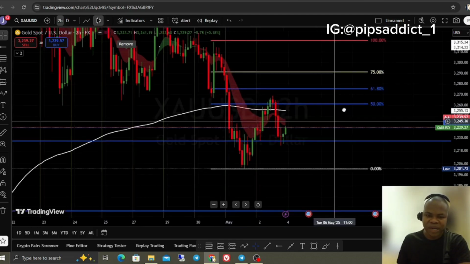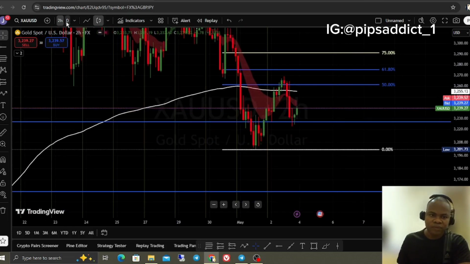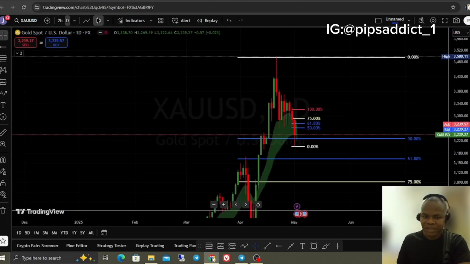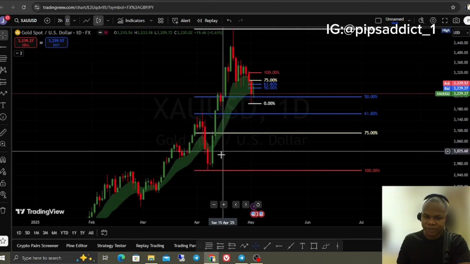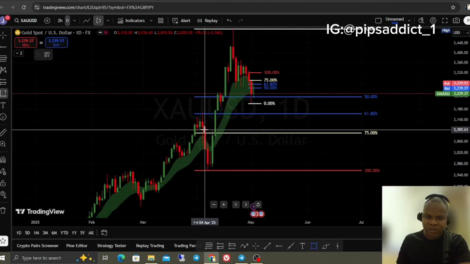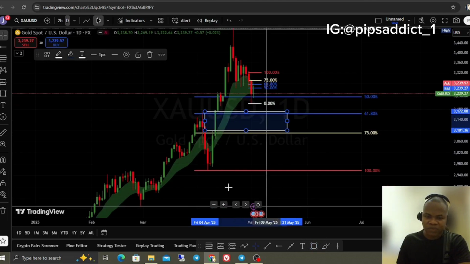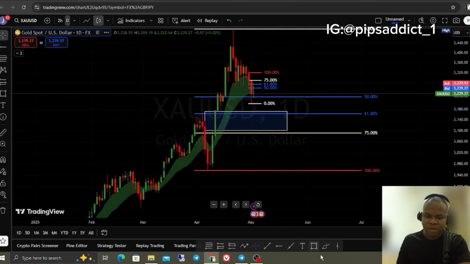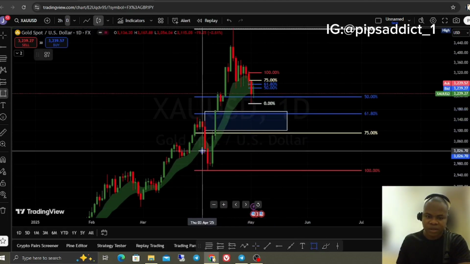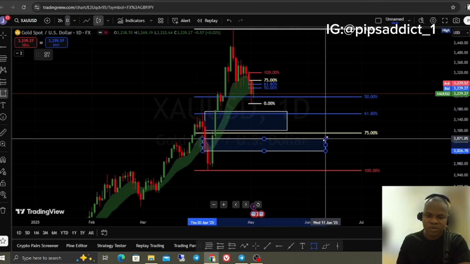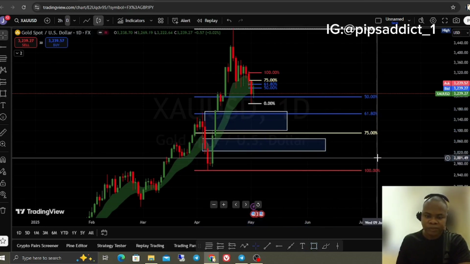I still believe price is going to go down a little bit at least, because we still have imbalance to fill. We've not filled this imbalance, we've not filled this imbalance, and I'm not saying price has to fill it, but this is just price action. So just respect what the chart is telling you.